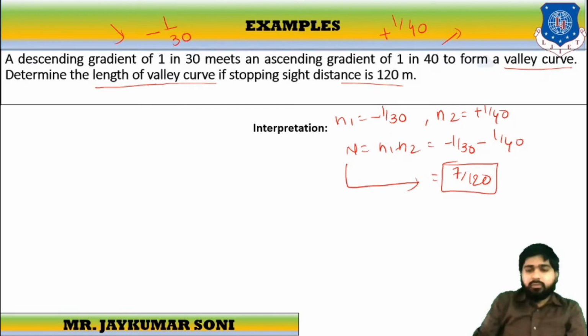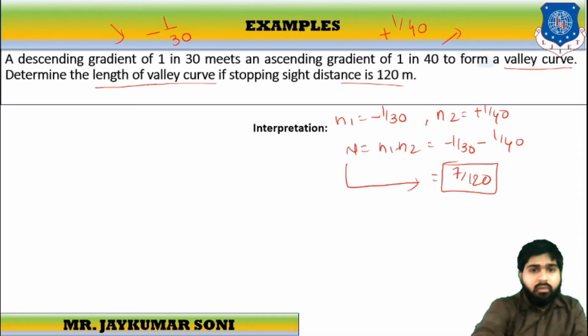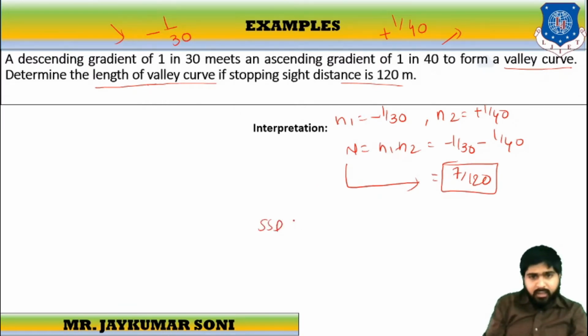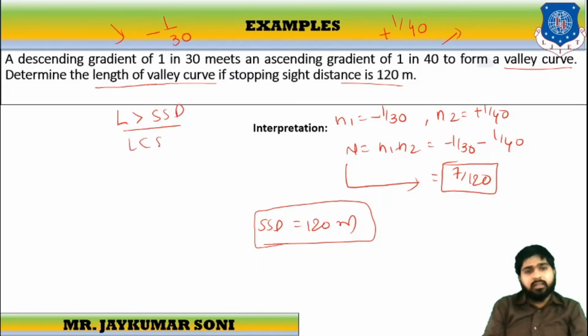Okay. Now we have already been given the value of SSD, that is 120 meters. So what we have to do here, it has been written that we determine the length of the valley curve. So we have to consider both the criteria: L greater than SSD and L less than SSD. So we have to assume both the criteria.